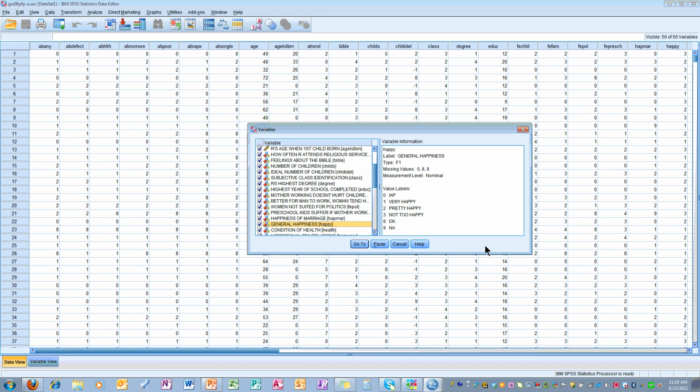This question on general happiness, people could respond, do you consider yourself very happy, pretty happy, or not too happy? The level of measurement here says nominal, but as your textbook warns, in terms of the preparation of the data, oftentimes the level of measurement was mislabeled, but you should know that that's an ordinal level of measurement. People are ranking their level of happiness from very happy, pretty happy, to not too happy.